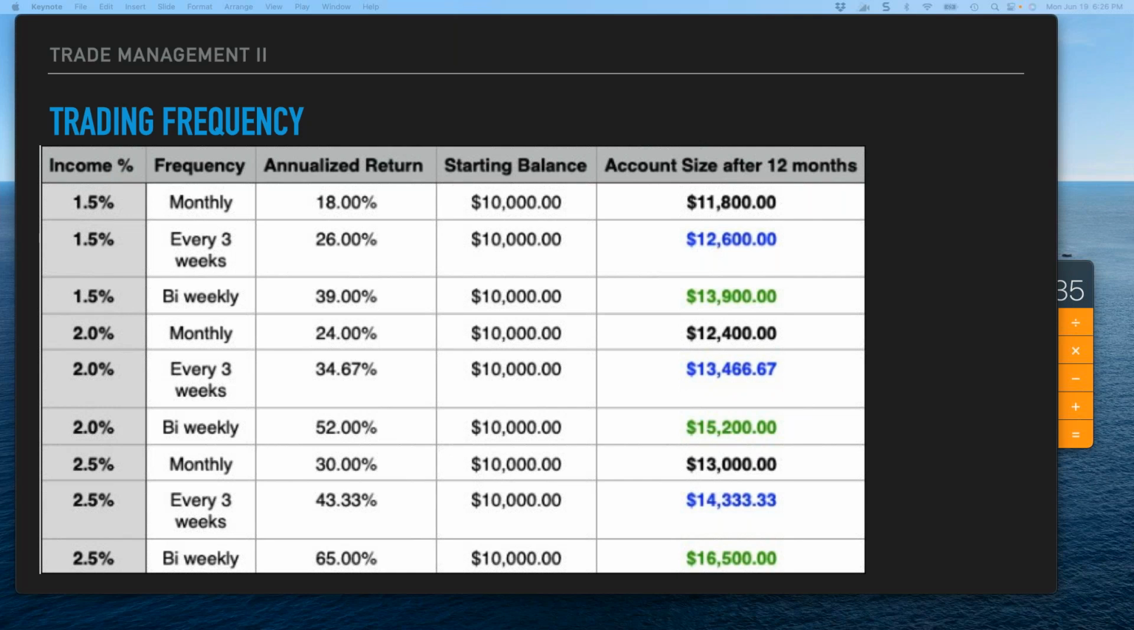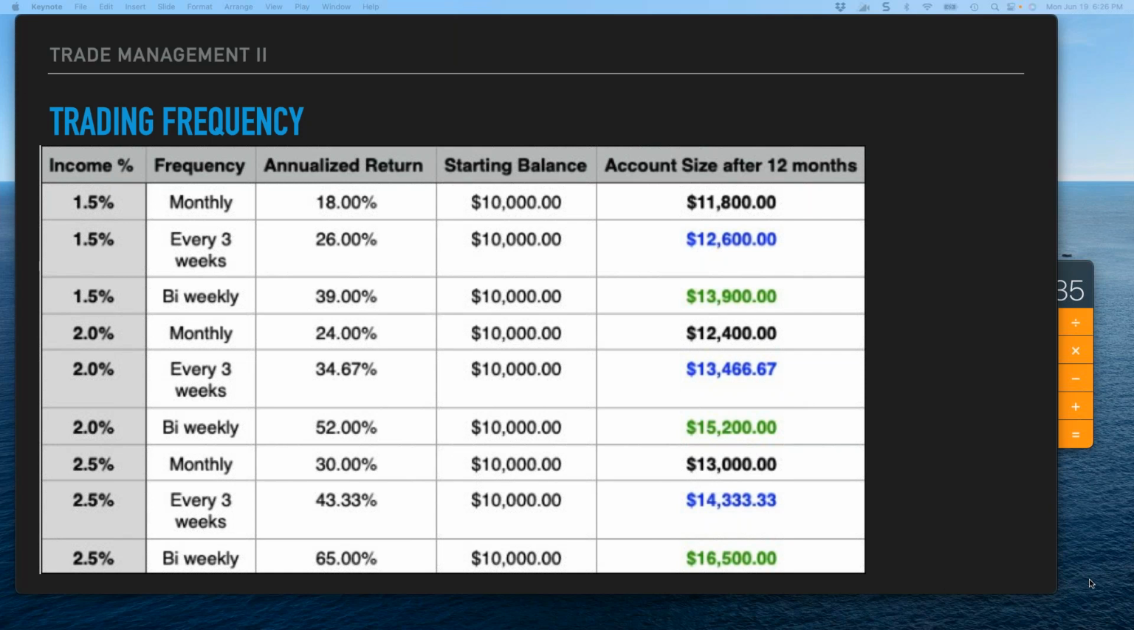So on this table, I'm showing a relatively small account balance for purposes of simplicity, but it is easy to see what kind of a difference making more trades over smaller periods of time produces. So in each case, what I've done is I've shown the average return percentage at different levels, 1.5%, 2%, 2.5%, with the trading frequency varying from once a month to every 3 weeks to every 2 weeks.